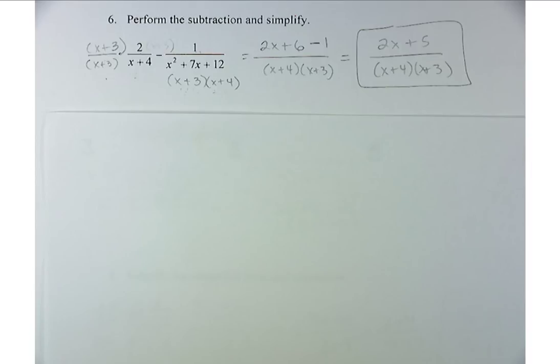You can see this is x plus 4. See how it's missing the x plus 3? So you're going to multiply the top and the bottom by x plus 3. You have to distribute the 2.